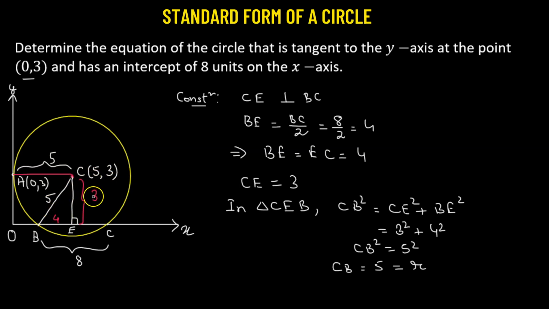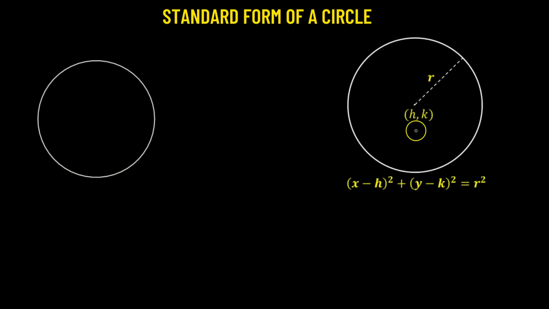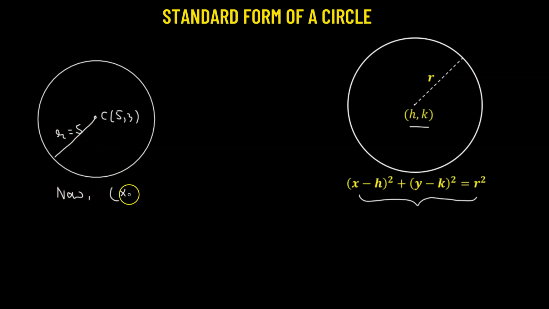So let's try to find out the equation of the circle using the standard form. That means if we have a circle whose center has the coordinate (h, k), and the radius given by r, the standard form of a circle is given by this particular equation, which is (x minus h) whole squared plus (y minus k) whole squared equals the square of the radius. Now coming back to our problem, we have found out that the coordinate of the center is (5, 3), and the radius of the circle is also 5 units. Now we can use the standard form.